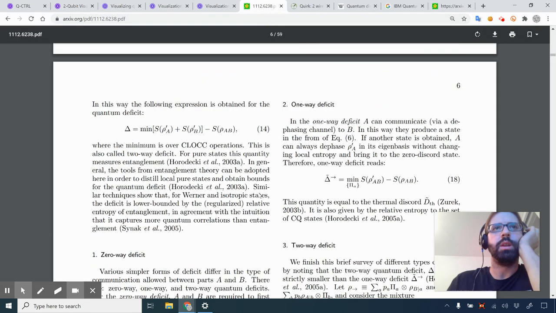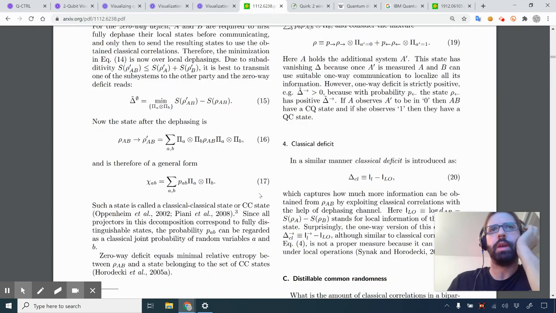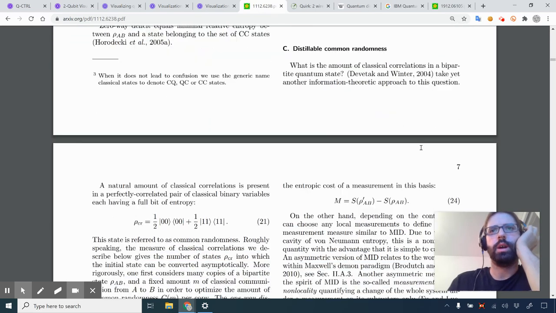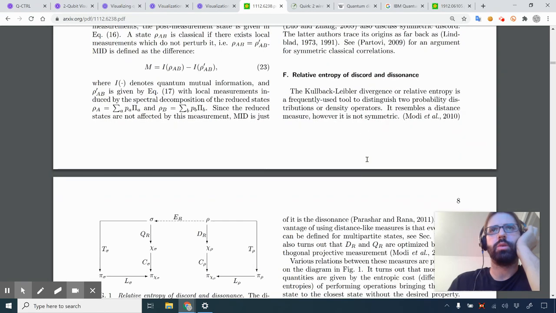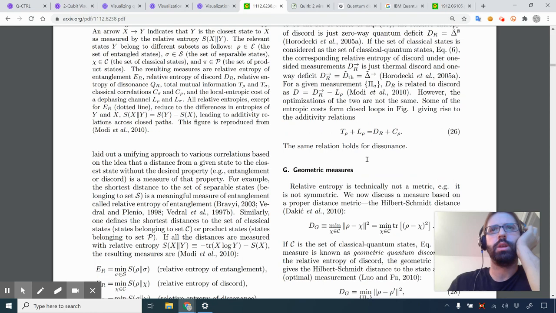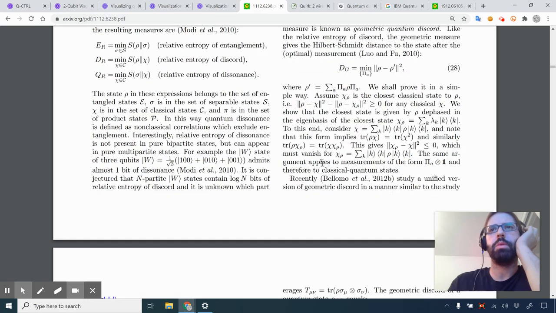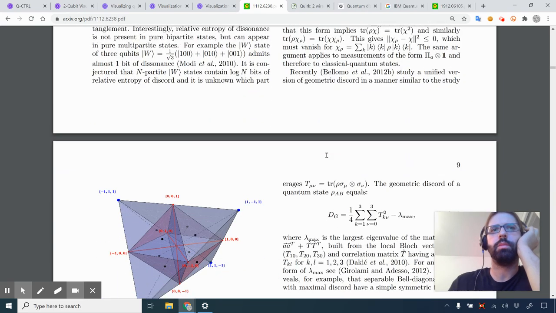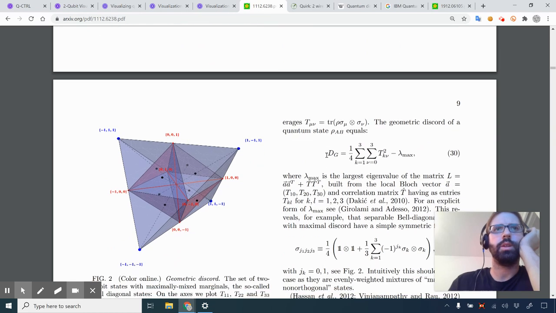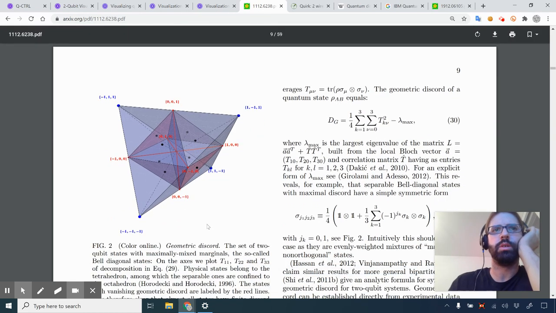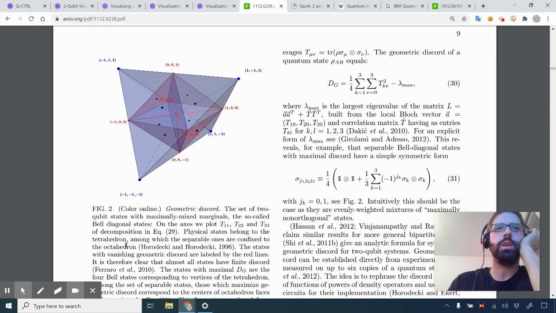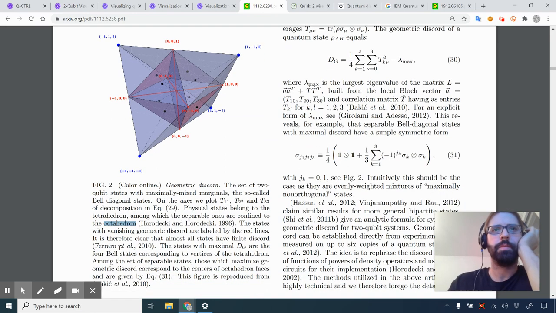It's a beast. Okay, so we got quantum discord and quantum deficit, which we don't understand. Symmetric discord, relative entropy, geometric measures. Okay, maybe this is where the tetrahedra comes from. Yay! I know that's a bit fancier than a tetrahedra, though. That's an octahedron. A tetrahedra, or tetrahedron. Tetrahedra is a plural, sorry. Geometric discord.